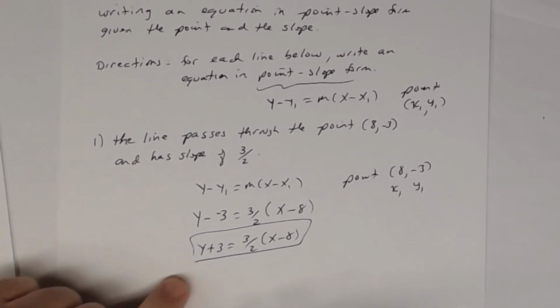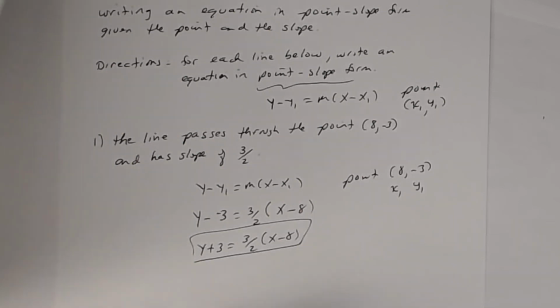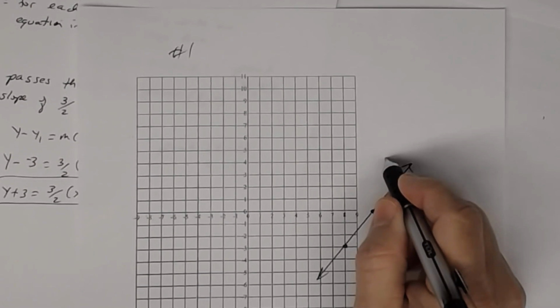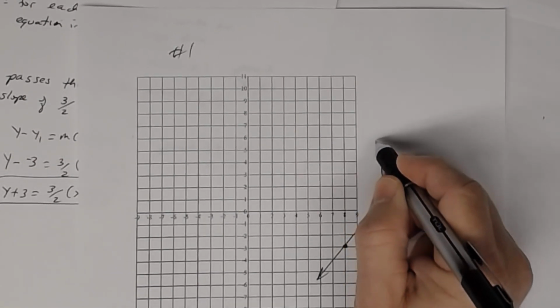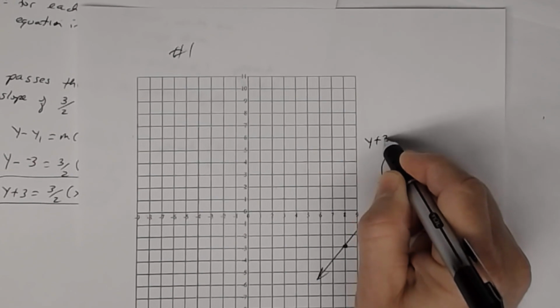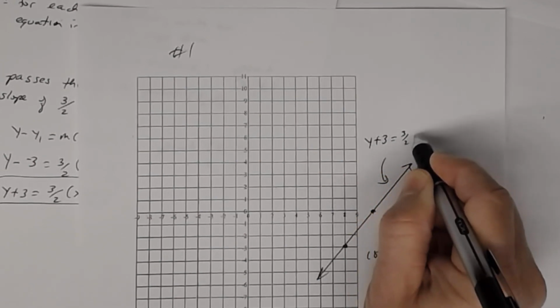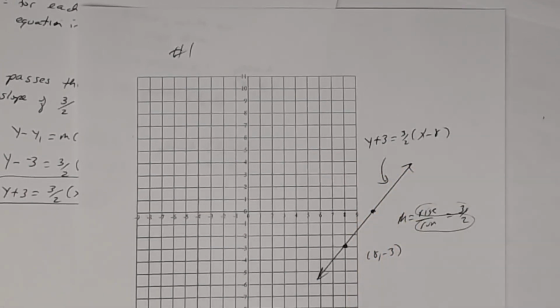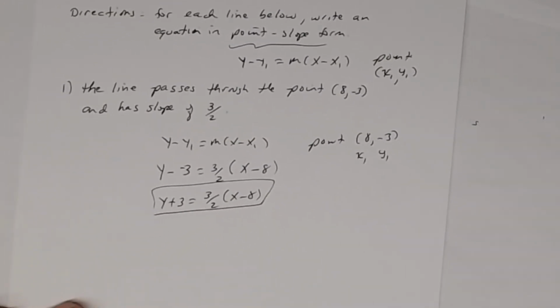So that's number one, and that's all they wanted. The line we just drew has this equation in point-slope form: y plus 3 equals 3/2 times x minus 8. All right, that's number one. Let's get number two. Here's number two.